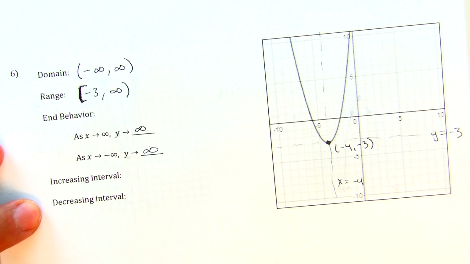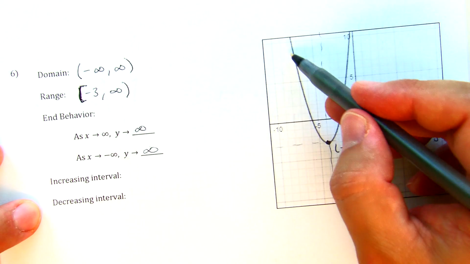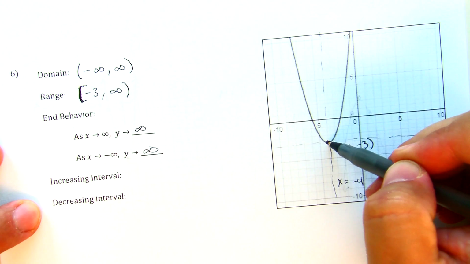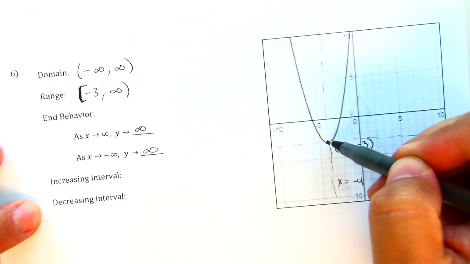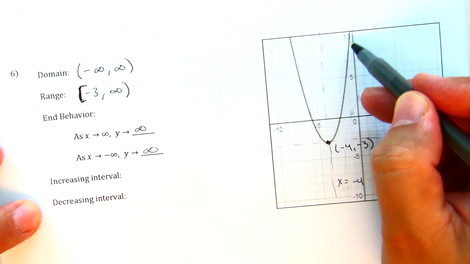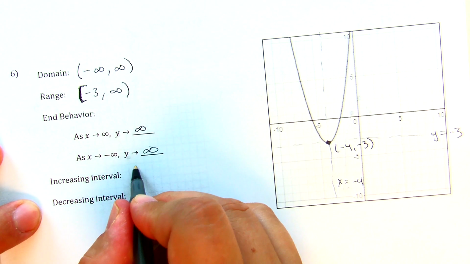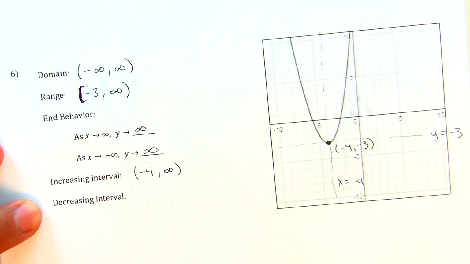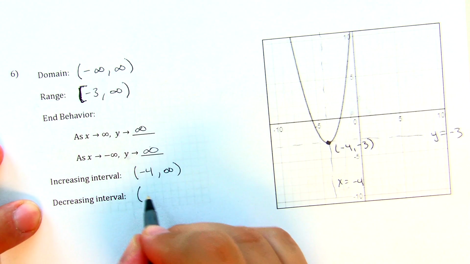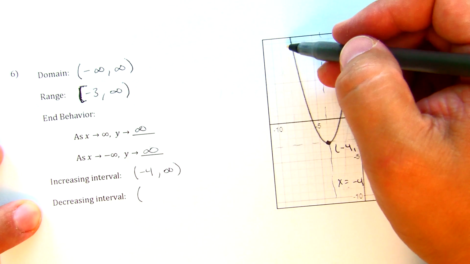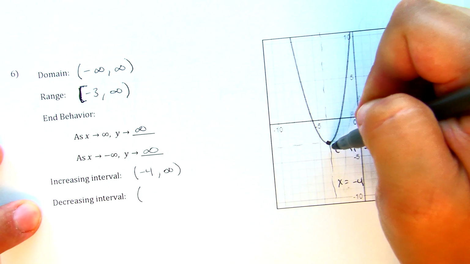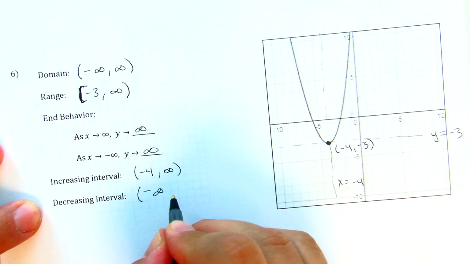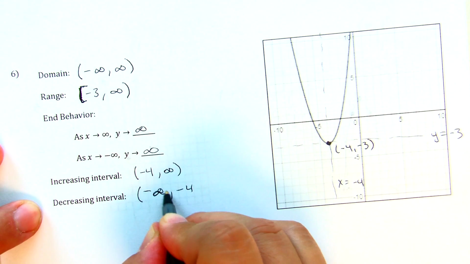Increasing interval, decreasing interval, let's look at this. Well, here we go down, down, down until we get to x equals -4. And then we go up, up, up. So the up, up, up, that's our increasing interval. It goes from -4 to infinity. Our decreasing interval starts way out here at -infinity. We go down, down, down until we get there. So -infinity up to -4.